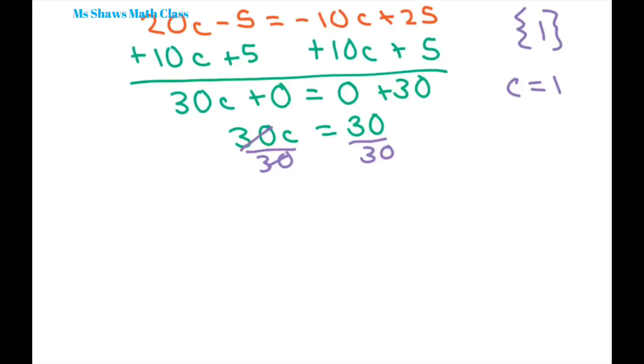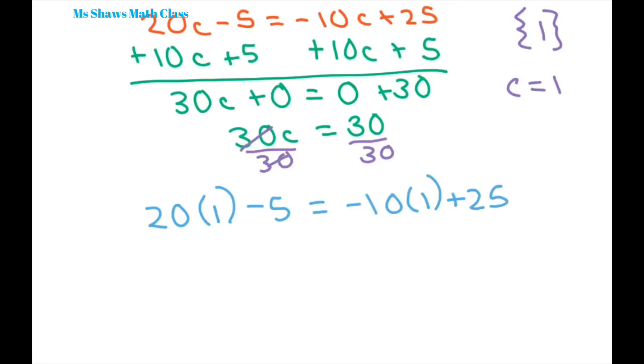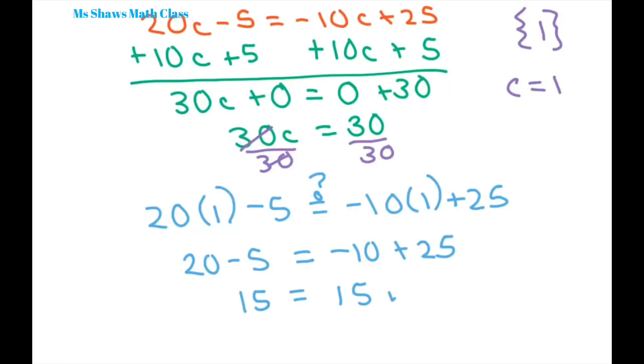Now let's check our solutions by our substitution property. Everywhere there's a c, we're going to replace our c with 1. And if we did this correctly, right now we don't know. If we did it correctly, then each side should equal. So negative 10 times 1 is negative 10. So 20 minus 5 is 15, and negative 10 plus 25 is 15 as well. So that's a yes. So our solution is 1. That's it.